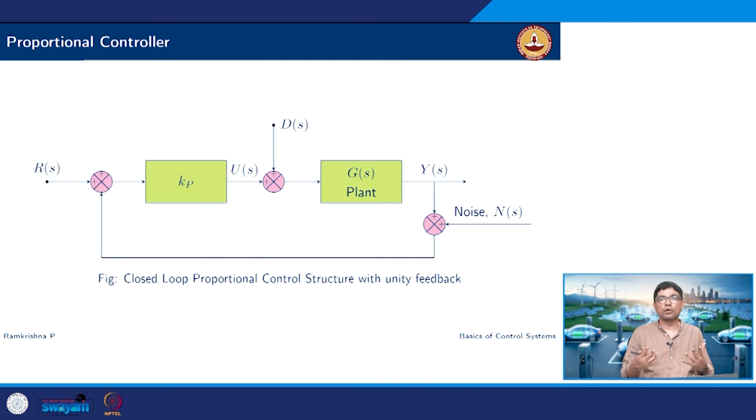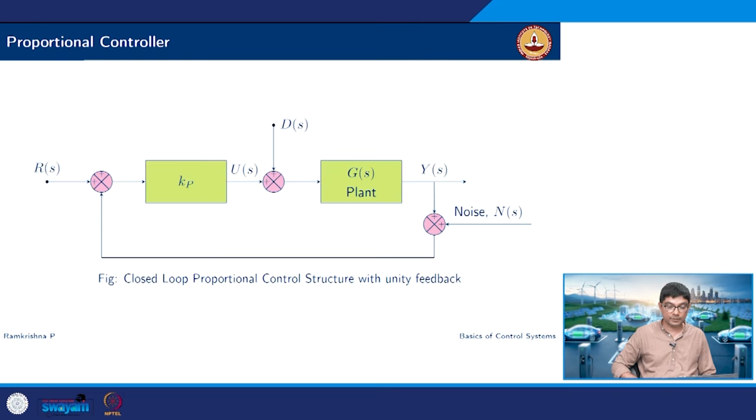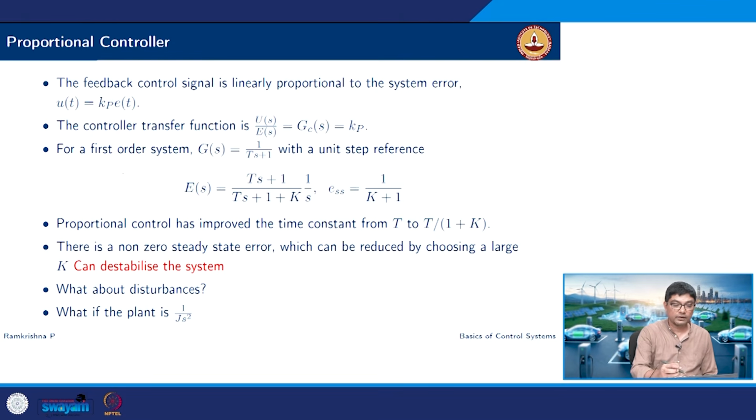Okay, that brings us to a situation where we now want to actually formalize it. How do I choose this? I know if I add a zero, I have some kind of derivative action happening. If I have a pole, I have some kind of integrating action happening, especially when I have the poles closer to the origin. In proportional control, I just have a number Kp sitting here. The input u is just a linear function of the error E of s, and the controller transfer function is simply Kp.